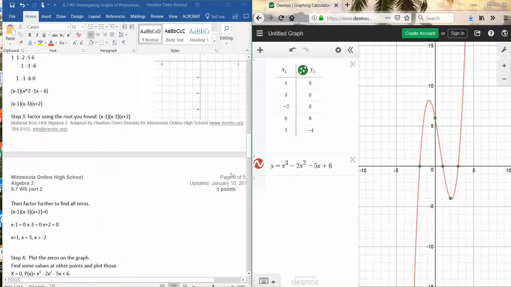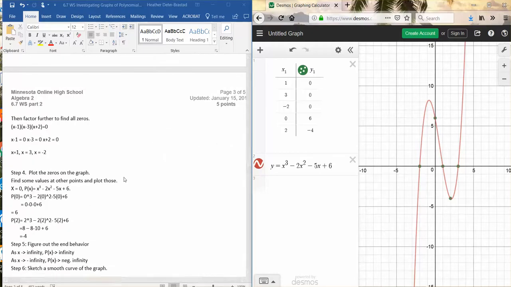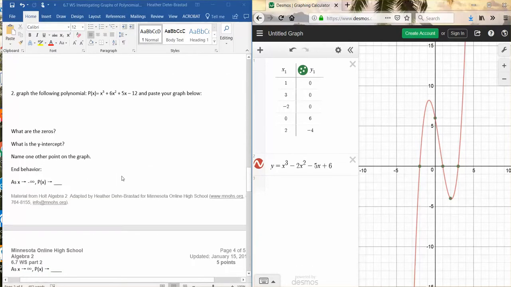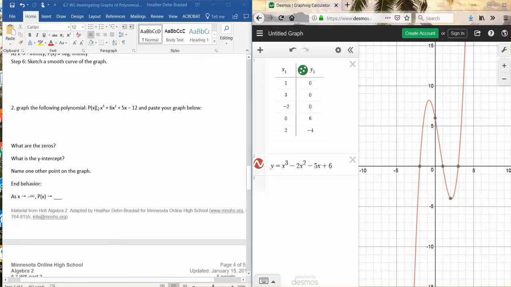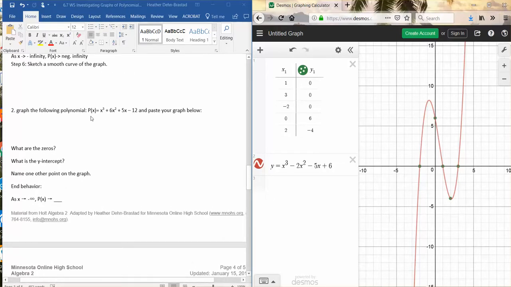Now the rest of this worksheet, you'll just skip all of those first parts and go right to graphing, pasting the graph, and then you can use the graph to answer the questions like what is the y-intercept, what are the zeros, name another point. You can answer the end behavior either from looking at the function and figuring out what's the degree and is the leading coefficient positive or negative, or you can look at the graph and see what the end behavior is doing.